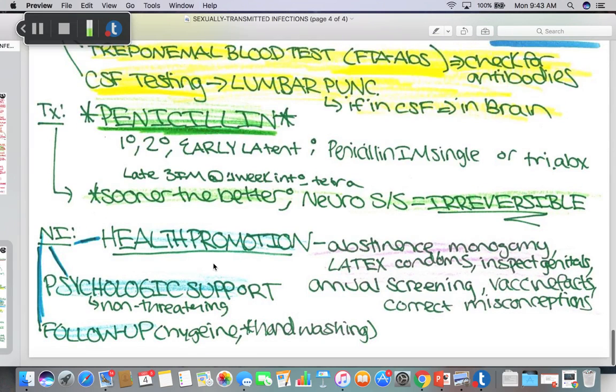Nursing interventions include health promotion. This includes teaching your patient abstinence, monogamy, latex condoms, inspecting genitals, annual screening, vaccine facts, and correcting any misconceptions your patient might have. Other nursing interventions include psychological support, so do this in a non-threatening way and be your patient's supporter. Also teach your patient follow-up care, and promote proper hygiene, specifically hand washing.